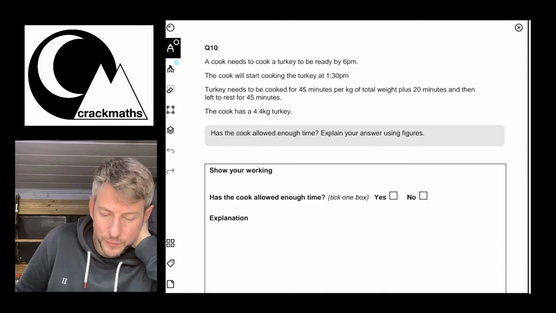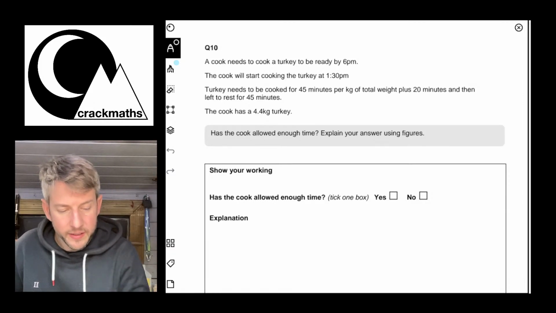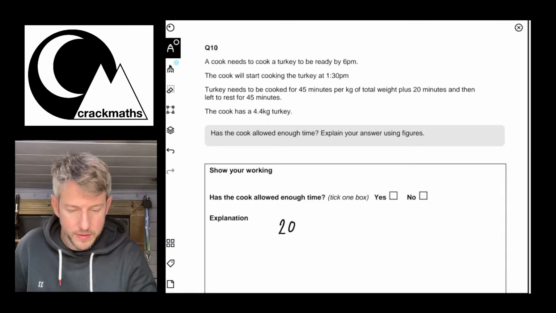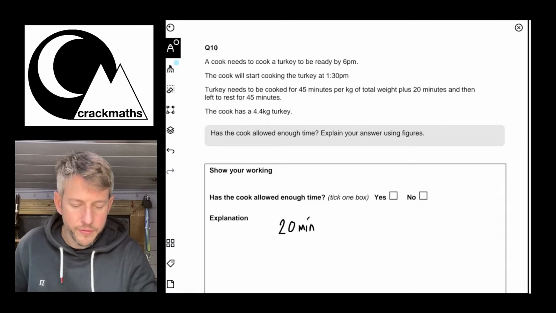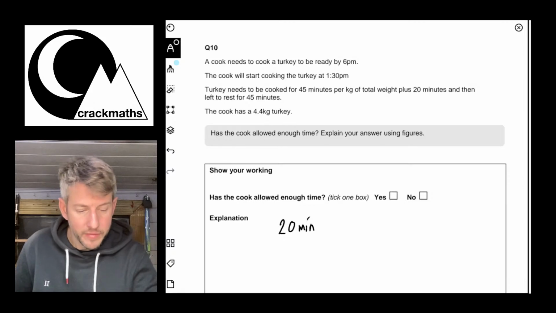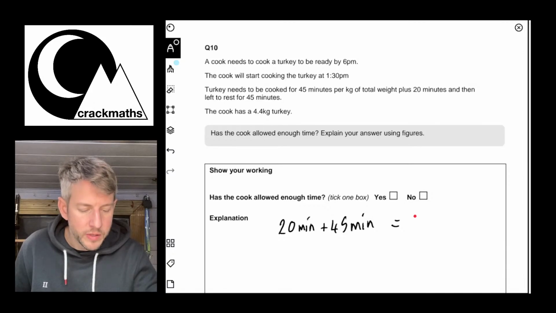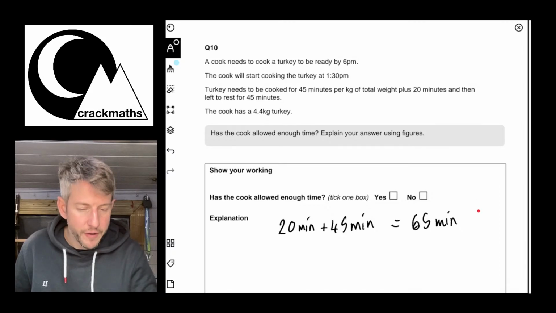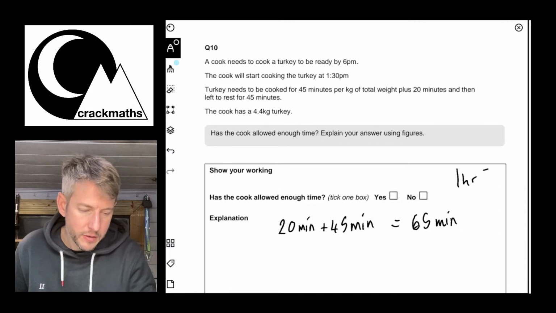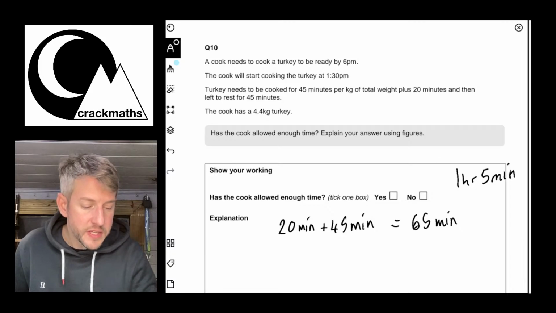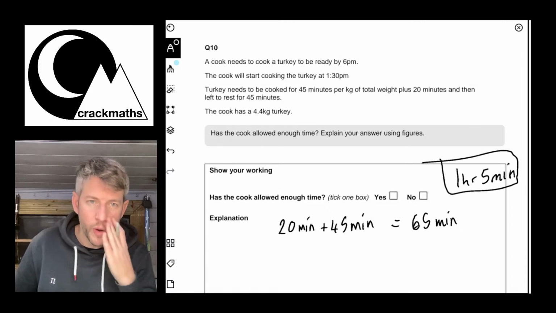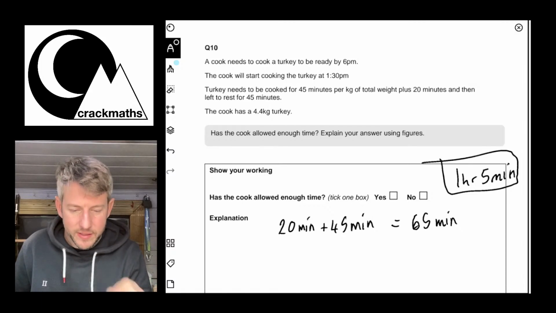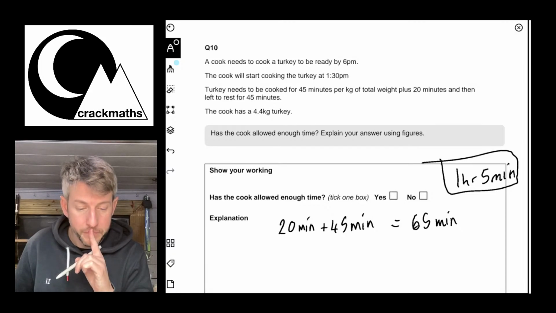Okay, so we need to work this out. So the turkey needs 20 minutes just because, and then 45 minutes just because, which will equal 65 minutes, which is 1 hour and 5 minutes. Okay, so the turkey needs that much time without considering its weight. Now let's think about its weight.